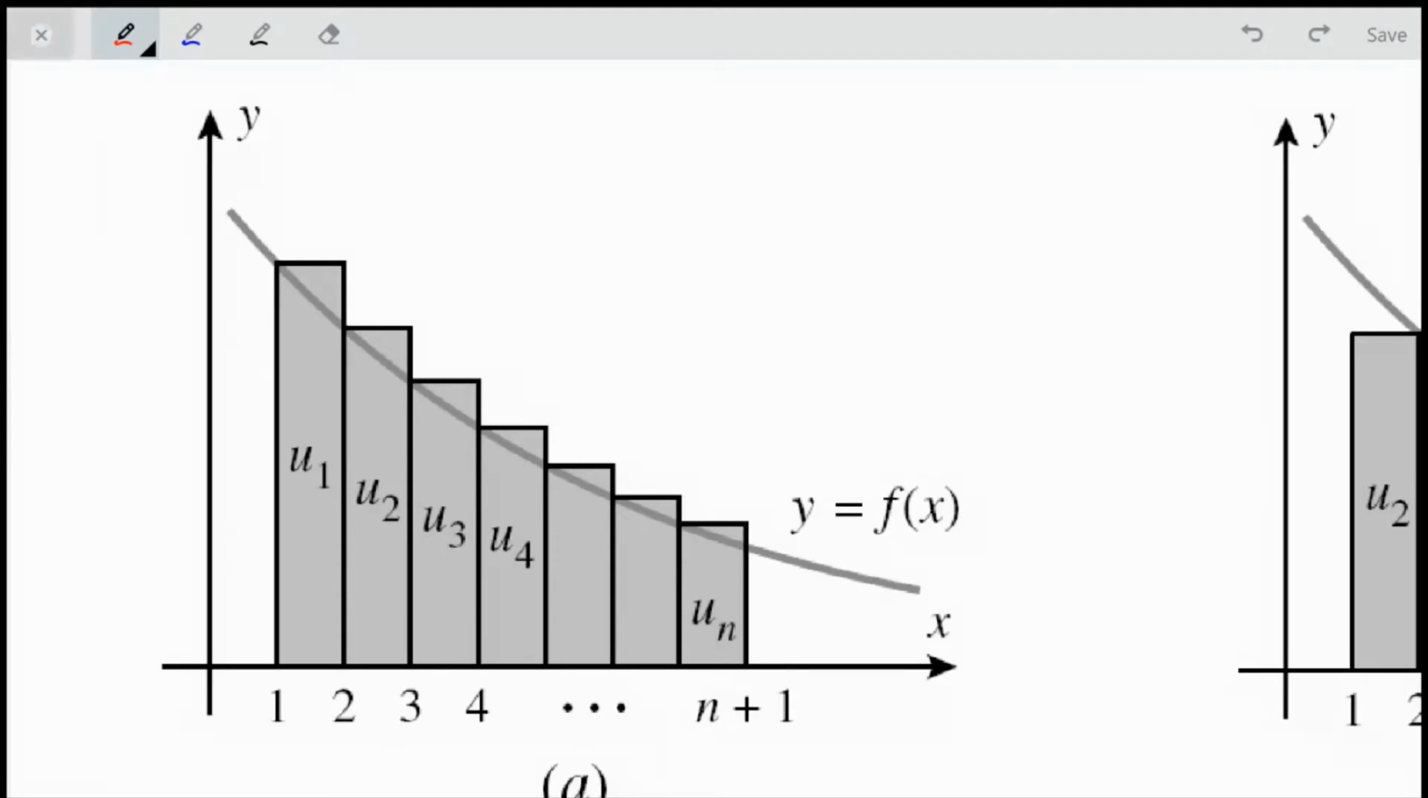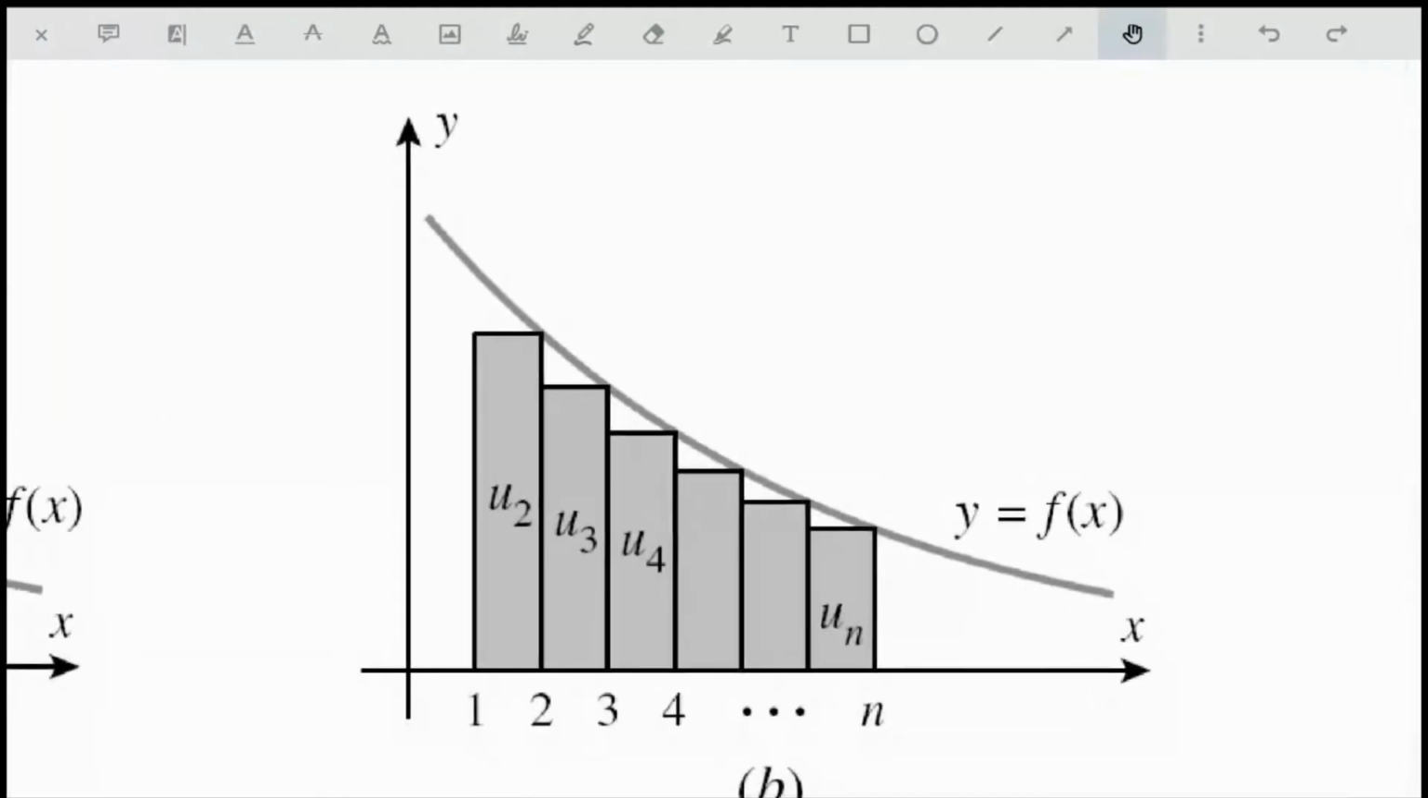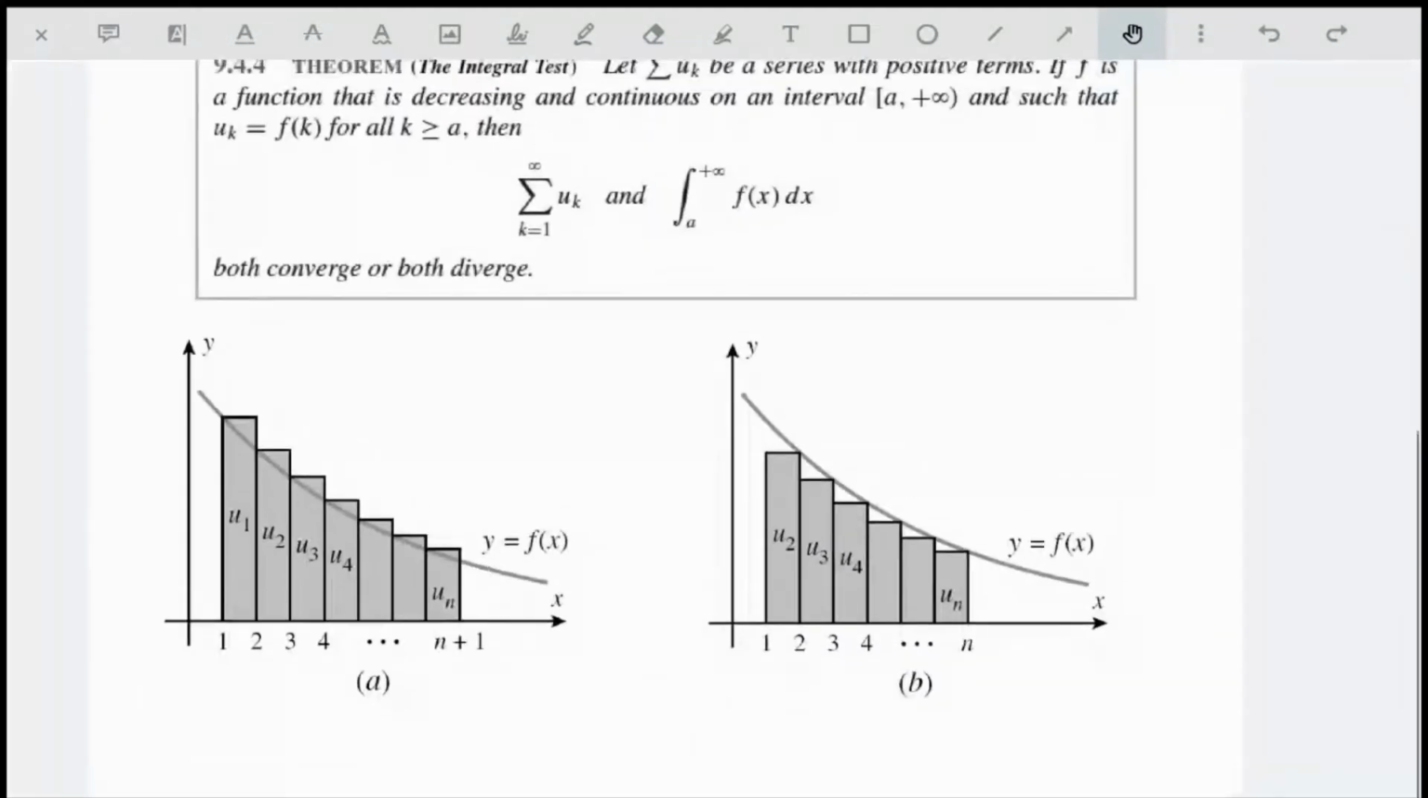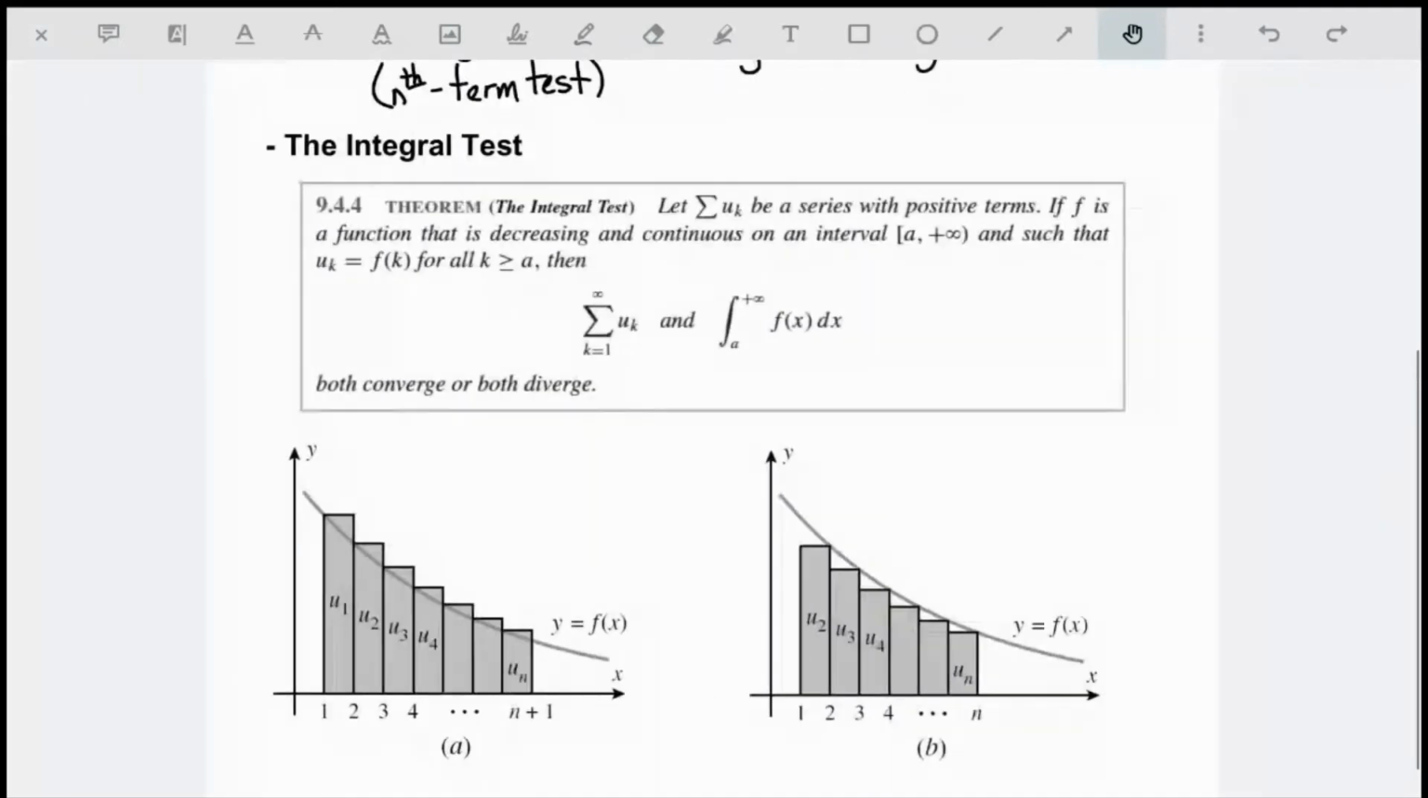And we can do the same thing with a right-hand approximation. That's what they're doing here. It's still the same kind of idea, but we typically look at it with a left-hand approximation.